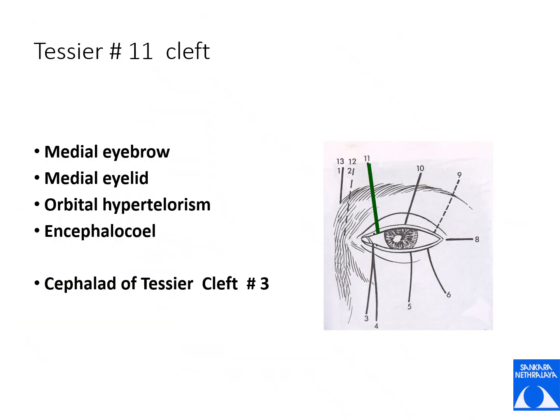Tessier 11, medial eyebrow shows a defect, medial eyelid shows a defect, orbital hypertelorism, encephalocele, cephalad of Tessier cleft number 3.